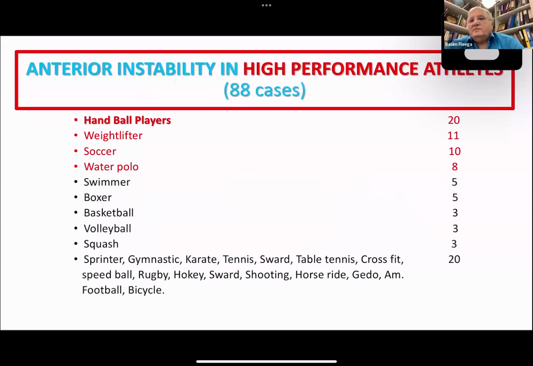I will review now our last study on high professional athletes. 88 cases were able to review them. Most of them were handball players. All of these cases were done in Egypt. Then followed by weightlifters, soccer players, water polo, and others.